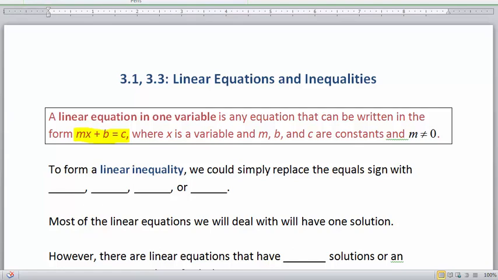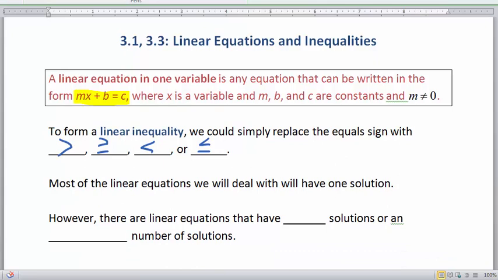Okay? And of course, to form an inequality, all you have to do is replace that equal sign with one of the four inequality symbols, which would be greater than, greater than or equal to, less than, or less than or equal to. And very simply, you've then formed a linear inequality rather than a linear equation.